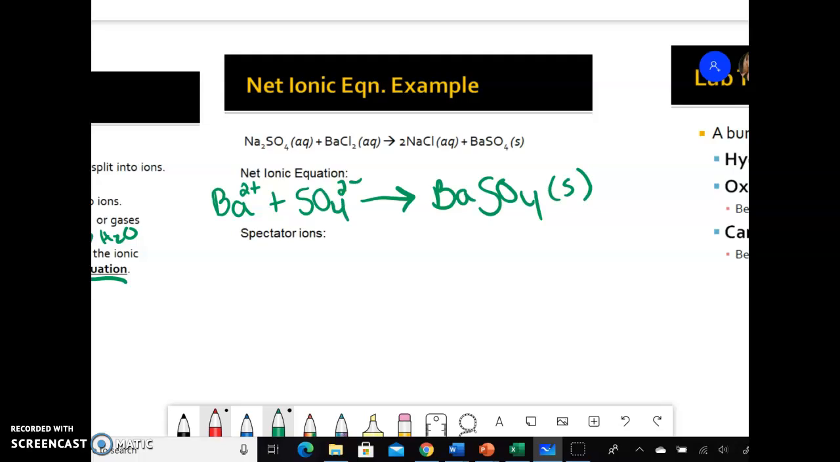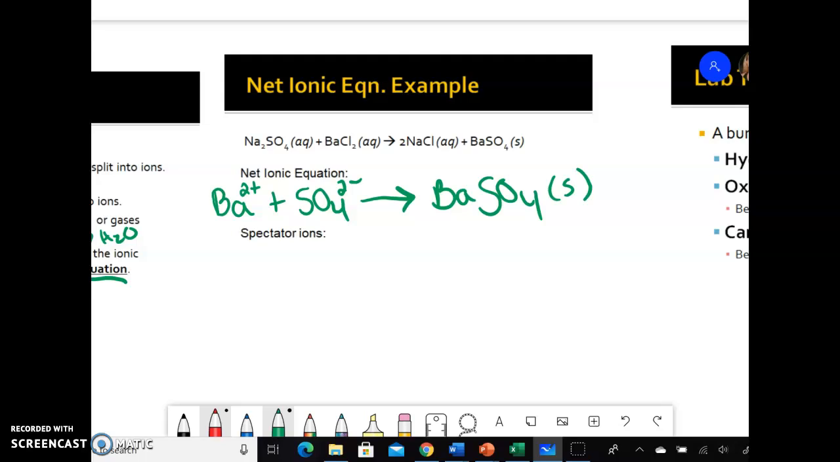In AP chemistry, we get into much more complicated ones where you have different types of reactions, and the net ionic equations will look much different. But for this class, we're going to focus on double replacement. And so you're going to end up with a compound that's a solid on the right, and it'll be formed from the ions on the left.